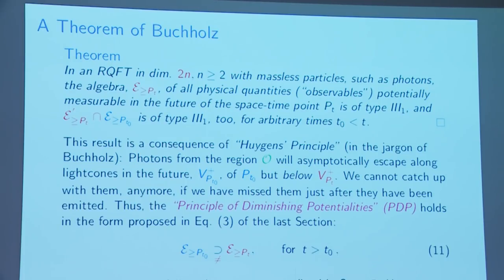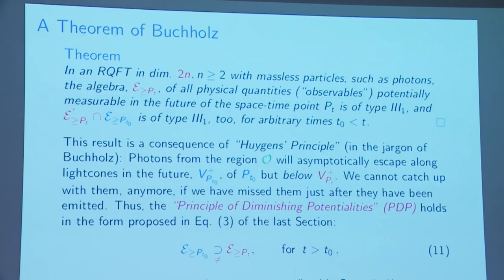So I'm not quite sure when he formulated the theorem, but it goes as follows: in a relativistic quantum field theory in even space-time dimension with massless particles, the algebra E greater or equal to pt of all physical quantities, observables potentially measurable in the future of the space-time point pt, is of type 3.1. And the relative commutant is type 3.1.2, actually.